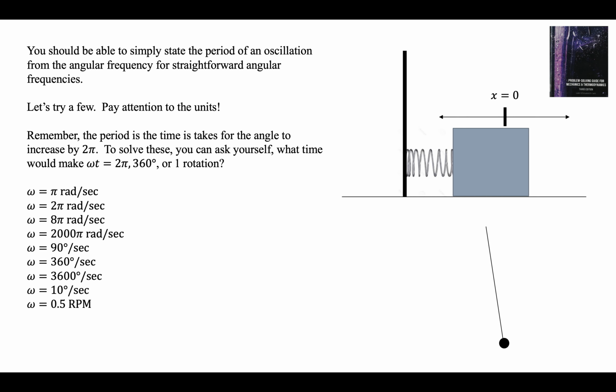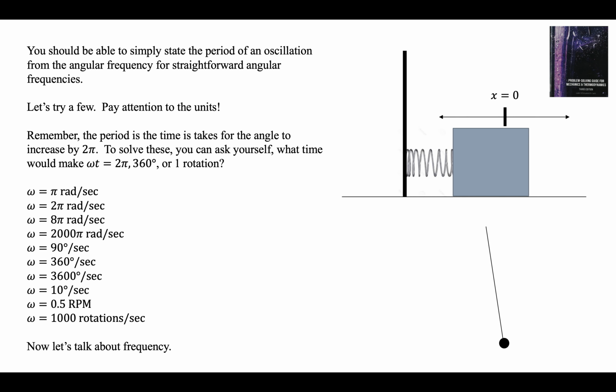Half of a revolution per minute. If it goes half of a revolution in a minute, it takes 2 minutes to go a whole revolution. The period is 2 minutes. 1,000 rotations per second. 1,000 rotations per second means 1/1,000th of a second per rotation. The period is 1/1,000th of a second.